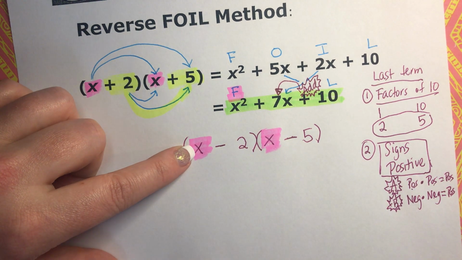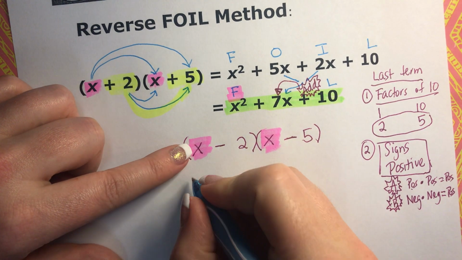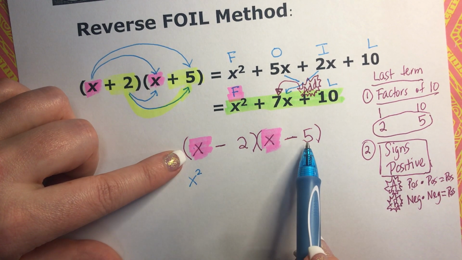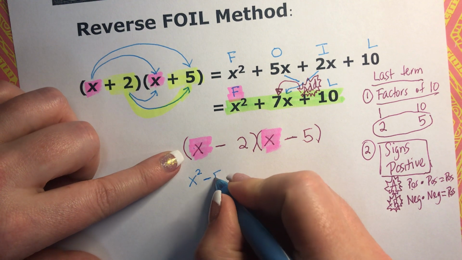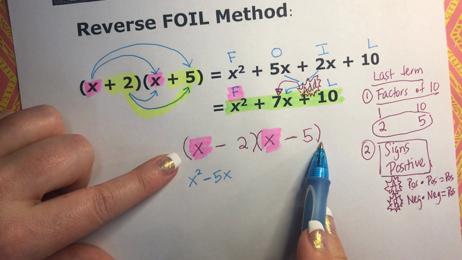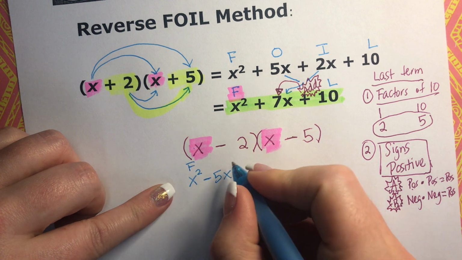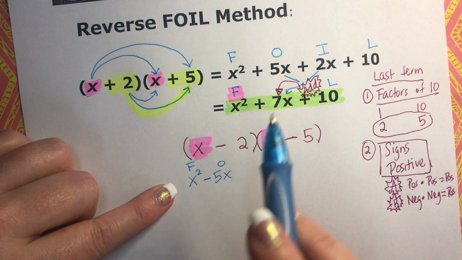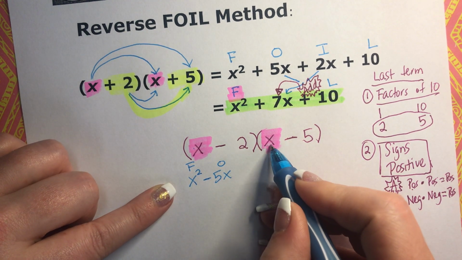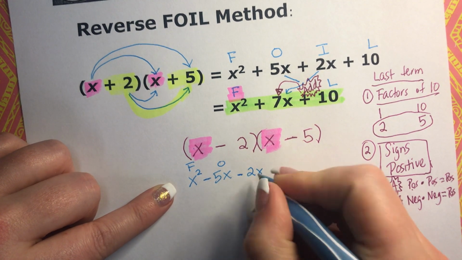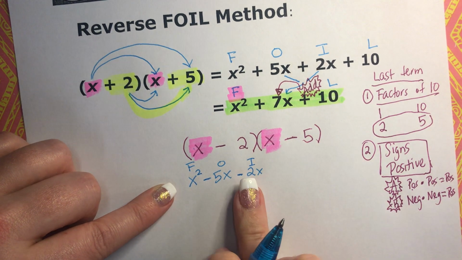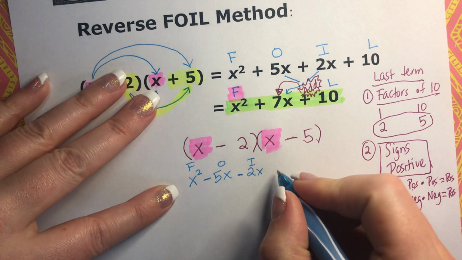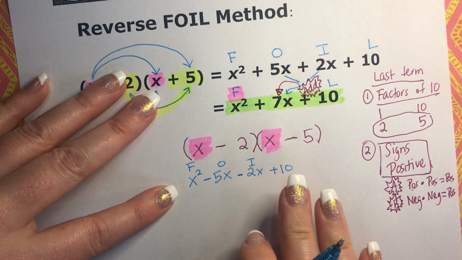If they're both negative, we're going to get x times x, which is going to give us the x squared, right? And then we do our outside, which is x times a negative 5, giving us a negative 5x. So notice, this is my first term, this is my outside, and it's now giving me a negative 5x. And then my inside is negative 2 times x, which gives me a negative 2x. There's my inside, and now it's negative. And then my negative 2 times negative 5 gives me that positive 10.